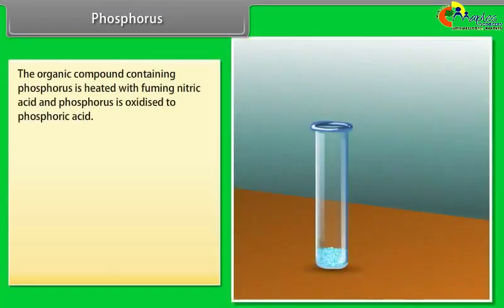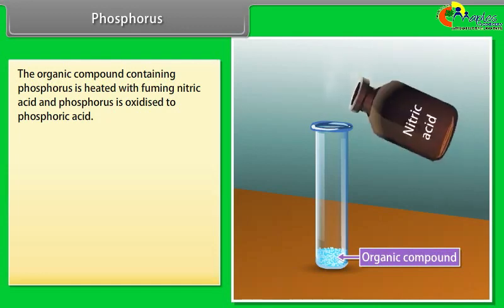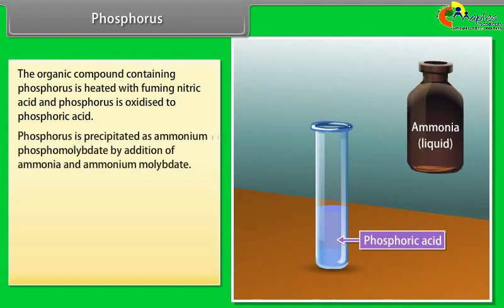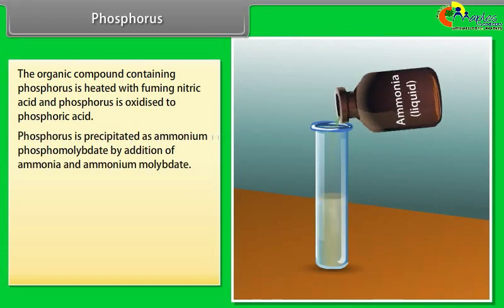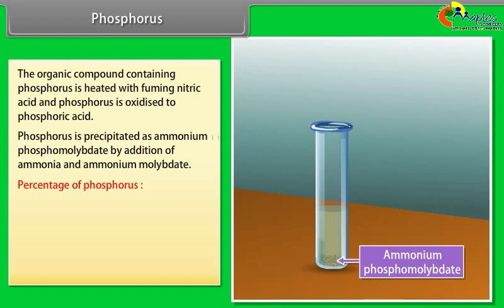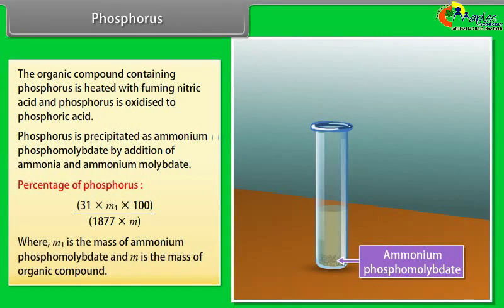Phosphorus. The organic compound containing phosphorus is heated with fuming nitric acid and phosphorus is oxidized to phosphoric acid. Phosphorus is precipitated as ammonium phosphomolybdate by addition of ammonia and ammonium molybdate. Percentage of phosphorus is 31 into M1 into 100 divided by 1877 into M, where M1 is the mass of ammonium phosphomolybdate and M is the mass of organic compound.